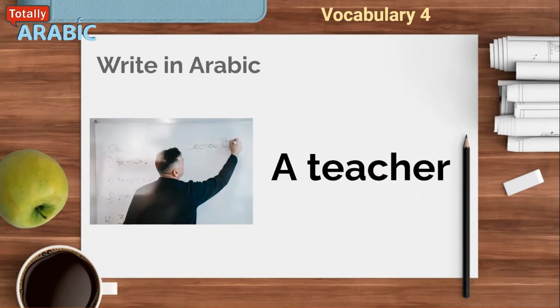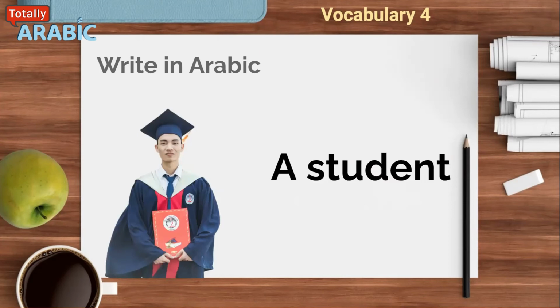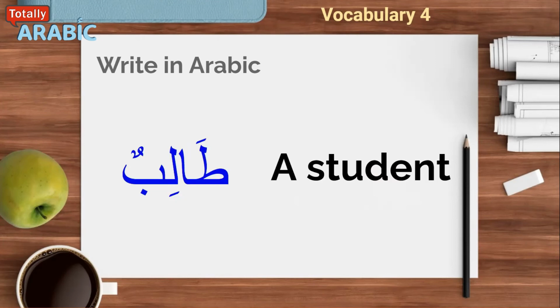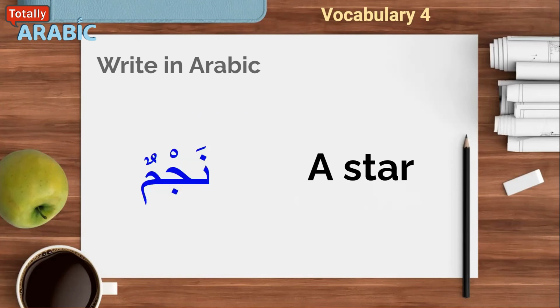A teacher is on the screen. 4 letters. A student is on the screen. 4 letters. A star is on the screen. 3 letters.